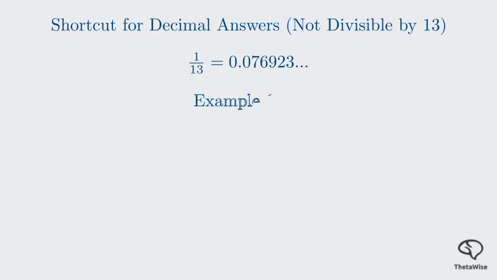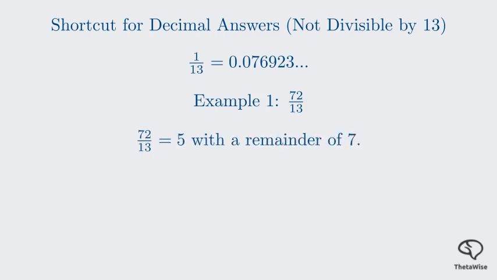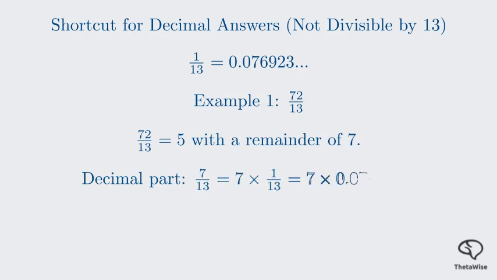Let's find the decimal for 72 divided by 13. First, we find the whole number part. 13 goes into 72 5 times, because 13 times 5 is 65. So the whole number part is 5. The remainder is 7. This means we need to find the decimal for 7 divided by 13. We need to calculate 7 times our repeating block, 0.076923. Let's multiply 7 by 76,923.